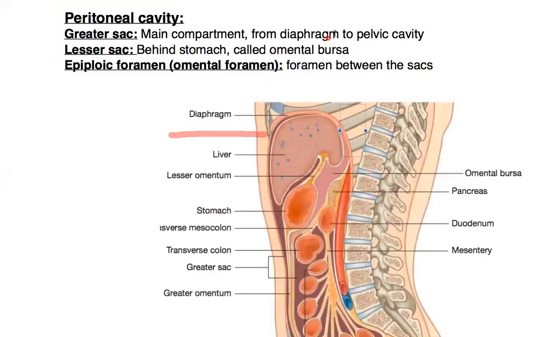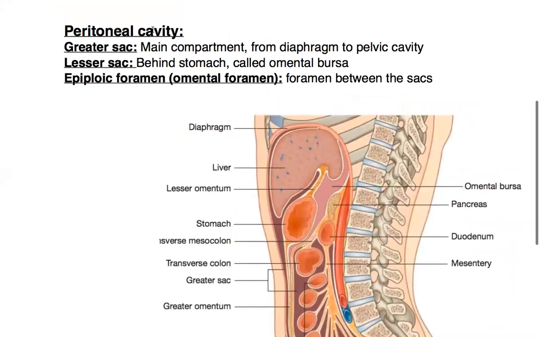So what we want to focus on is the peritoneal cavity. The peritoneal cavity has two sacs, the greater sac and the lesser sac. The greater sac is the main one, the big one. The lesser sac is just found behind the stomach, which is here. Sorry, here. The lesser sac is behind the stomach. Between it and the greater sac, there is a foramen. We call this foramen the epiploic foramen. This is an area of questions to some extent, and sometimes they ask you about the epiploic foramen. It's a foramen between the greater sac and the lesser sac. Okay? Is this part clear? Clear. Okay.